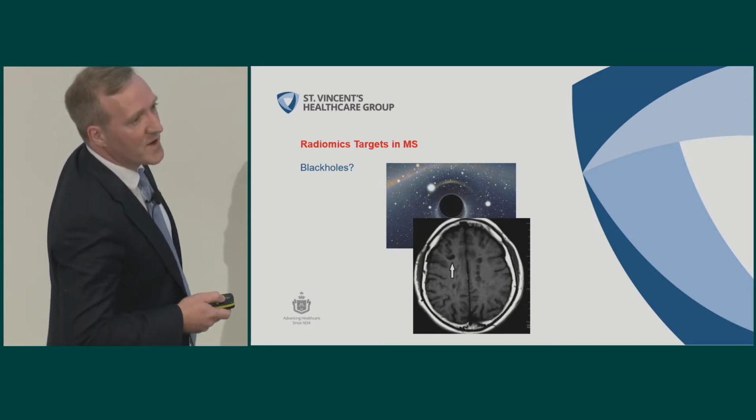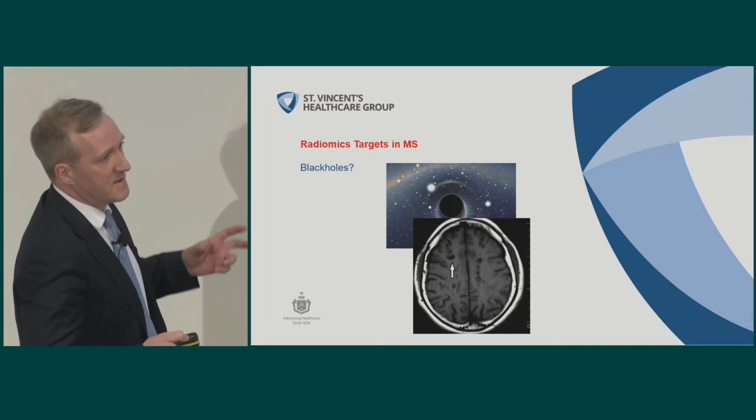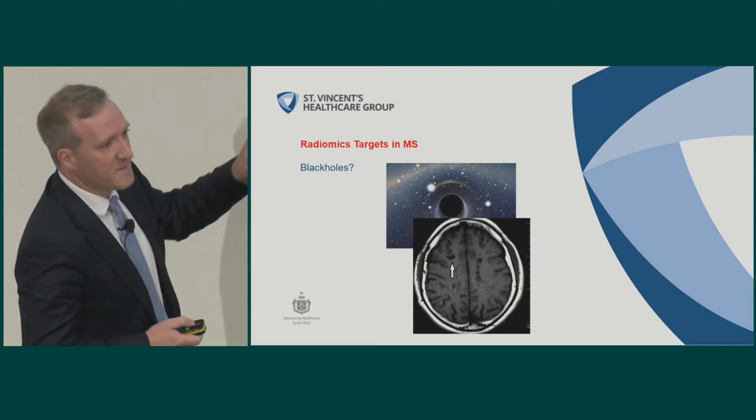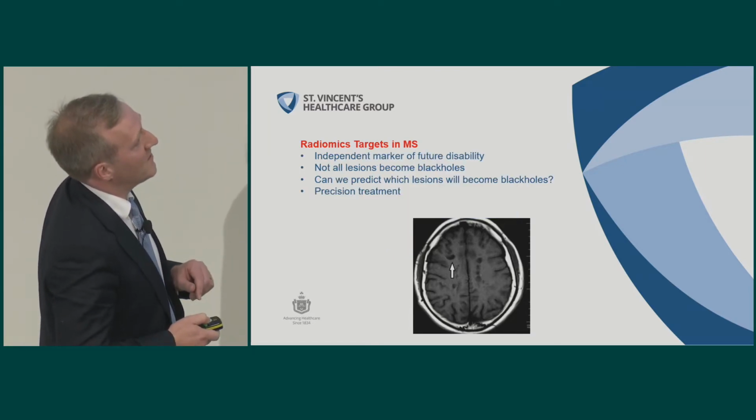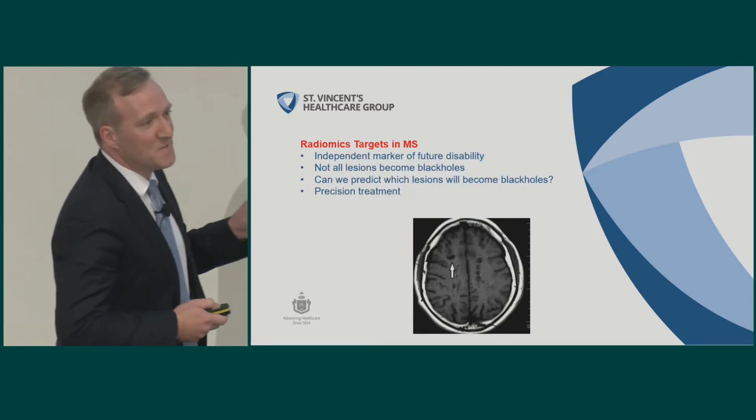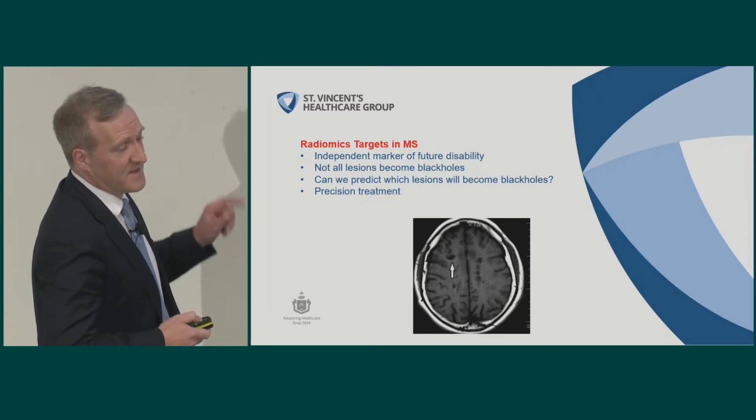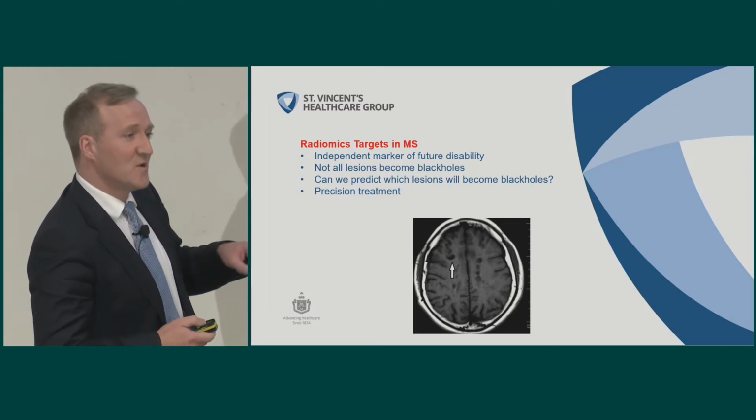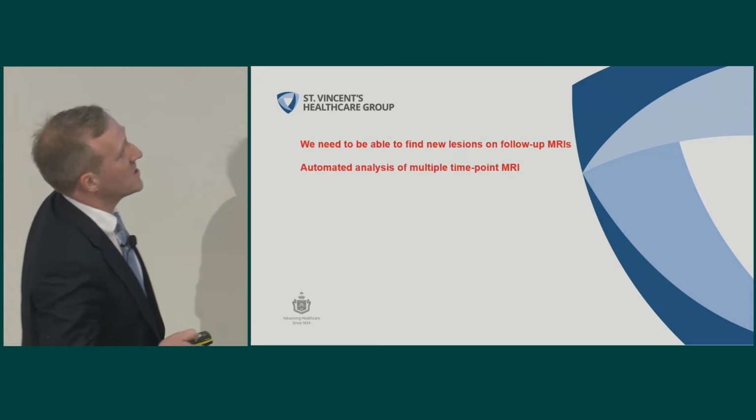A black hole is where you get irreversible destruction of axons. And that predicts disability more than a lesion that doesn't become a black hole. So not all lesions become black holes. So you need to know which ones are going to, and then you can predict further disability in these patients.